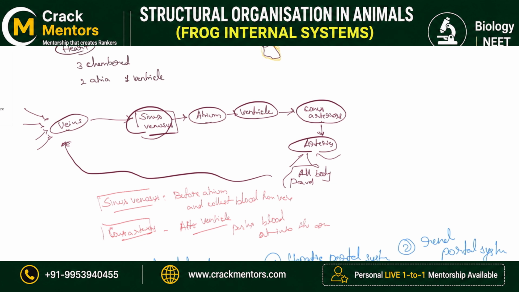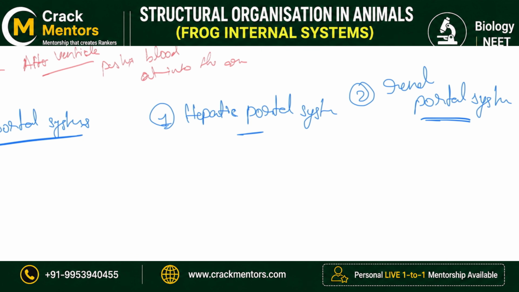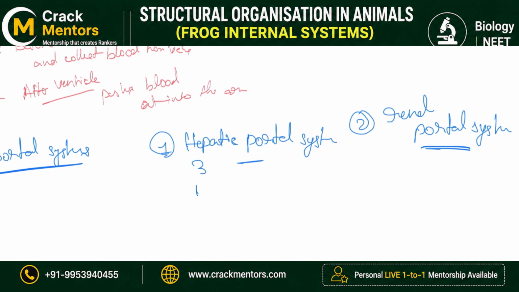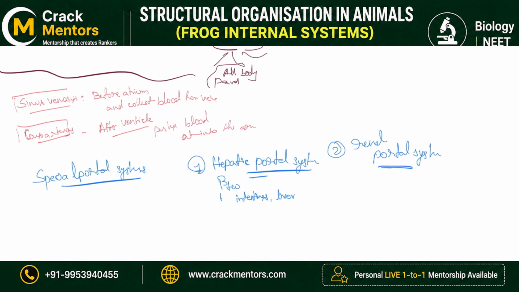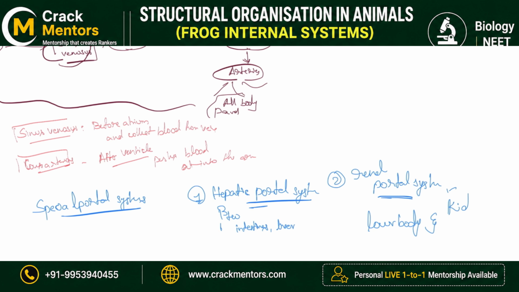What is a hepatic portal system and what is a renal portal system? Hepatic portal system is a special circulatory system that is seen between the intestines and the liver. Renal portal system is another circulatory system that is seen between the lower body and kidneys. Okay, along with the blood circulatory system, what are the other two circulatory systems we see in frog? Those are the hepatic portal system and the renal portal system.